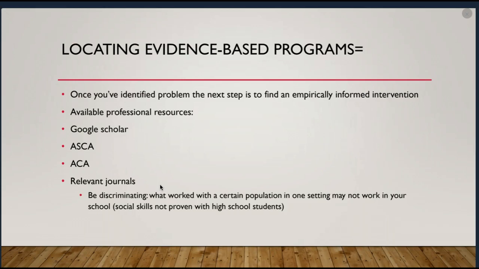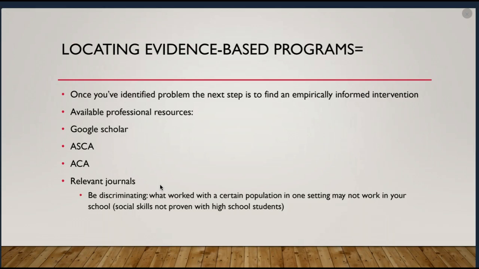So now let's talk a little bit about how we go about locating evidence-based programs. Once you've identified whatever the problem is in your school, the next step is to find an empirically informed intervention. Programs can be fully online, as is the case in CUDA that we'll be using next week, or may have a website where you can order pen and paper curriculum. Whatever their format, your search is most likely to begin on the web.